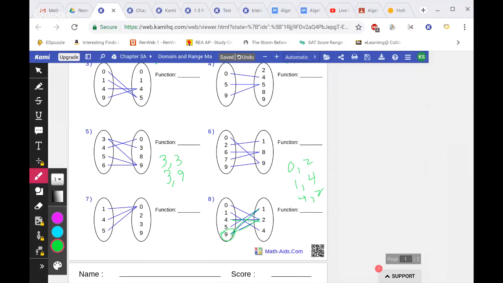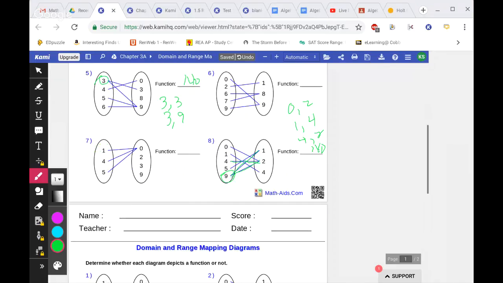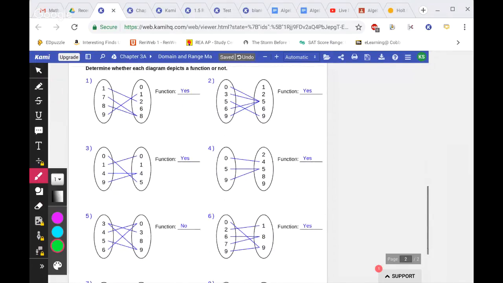Yes, ma'am. I know those are tough for me too. And like I said in class yesterday, a lot of times I either have to write every ordered pair or I try to look for, from one of these numbers here, are there two lines going to two different numbers? Does that help? Yes, ma'am. Here's the answer key.